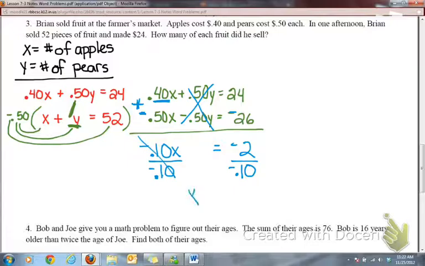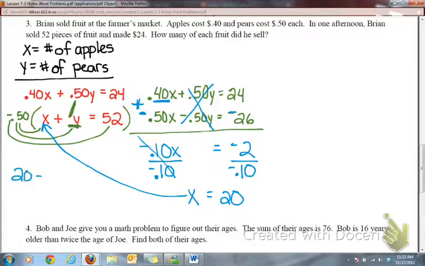Okay, so x is going to equal, let's see, negative 2 divided by negative 10 cents? That is 20. X equals 20. That makes sense. 20 apples, that would probably make sense. So now I'm going to put that back into the second equation. I think it'll be easiest.